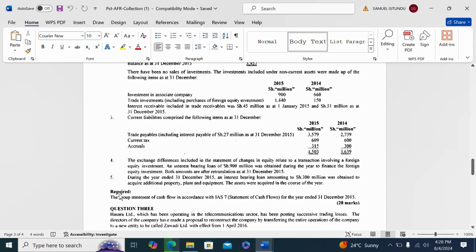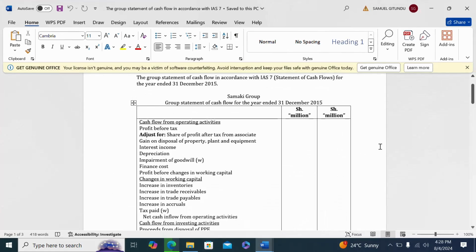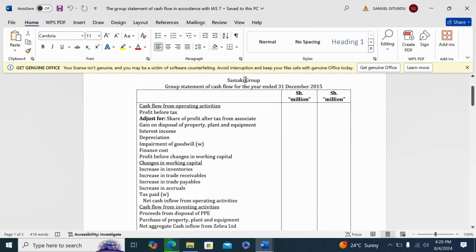Required: you are required to prepare the group statement of cash flows in accordance with International Accounting Standard 7, Statement of Cash Flows, for the year ended 31st December 2015. In this question, I have already prepared a format to save your precious time. If you don't believe me, let me open the format. So it is here. Samaki Group Limited group statement of cash flow for the year ended 31st December 2015.